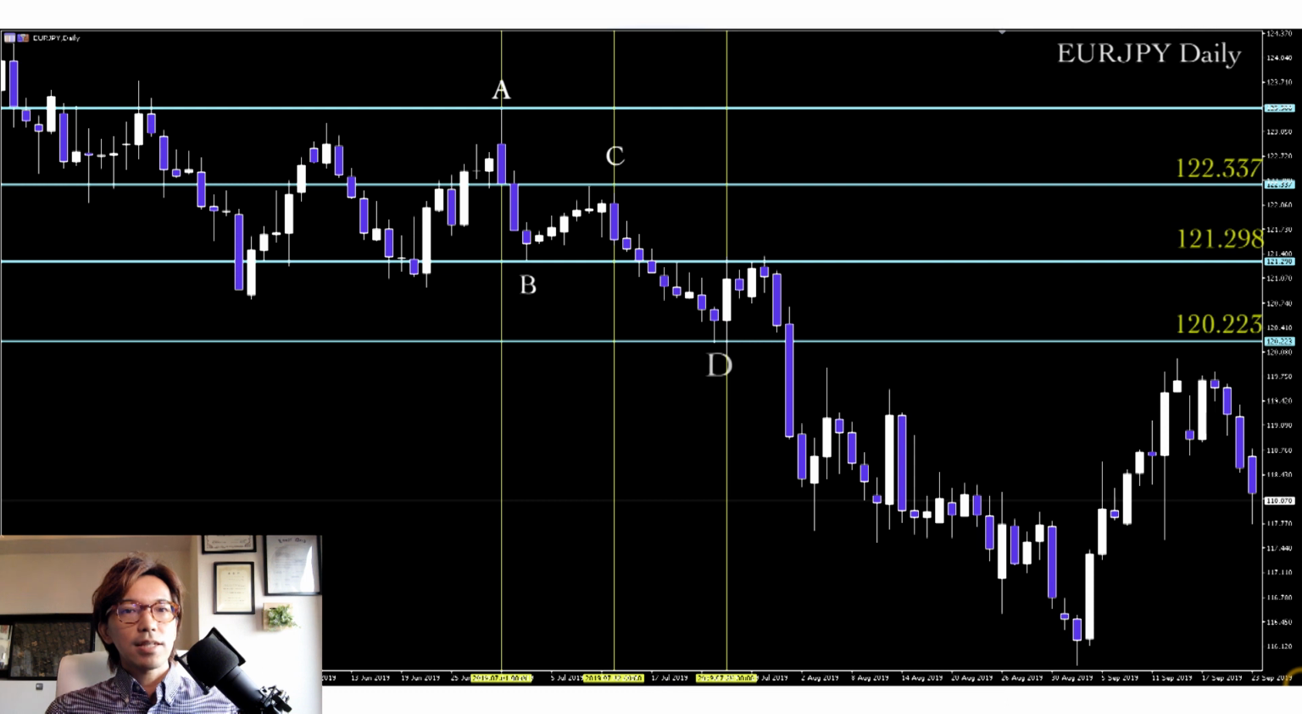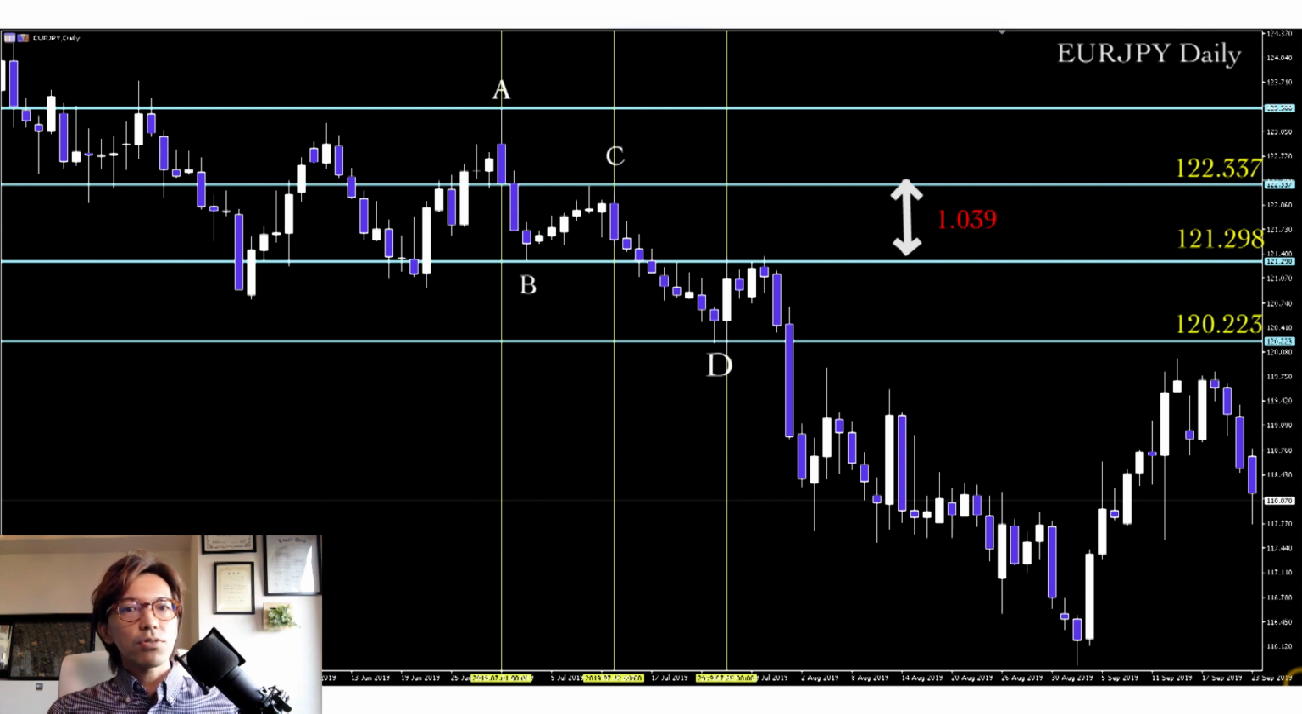And if you look at these prices, the target, the point D is calculated by V calculation. If you look at the price of each point, the point B is 121.298 yen, and point C is 122.337 yen. So 122.337 minus 121.298 equals 1.039. So it's about 104 pips there.